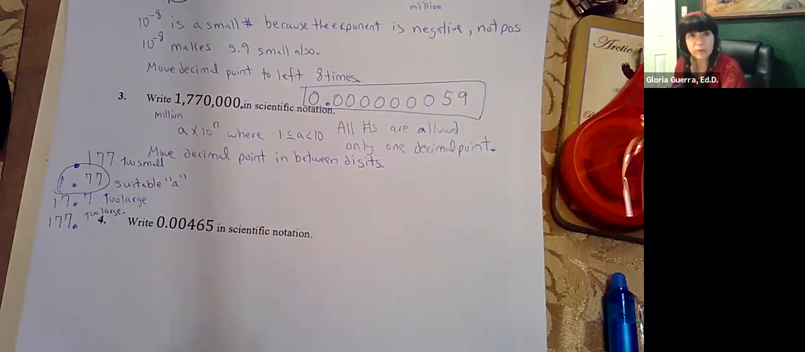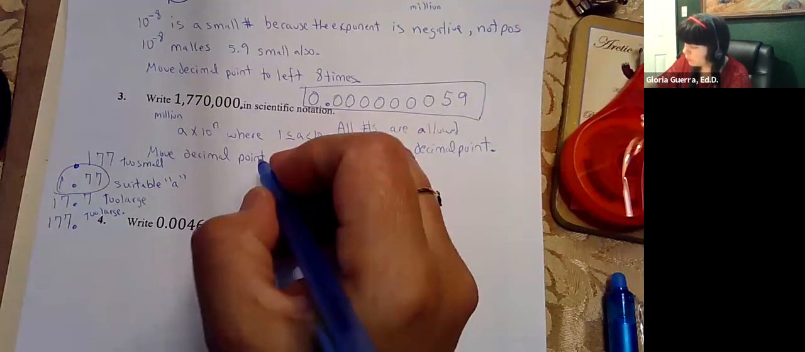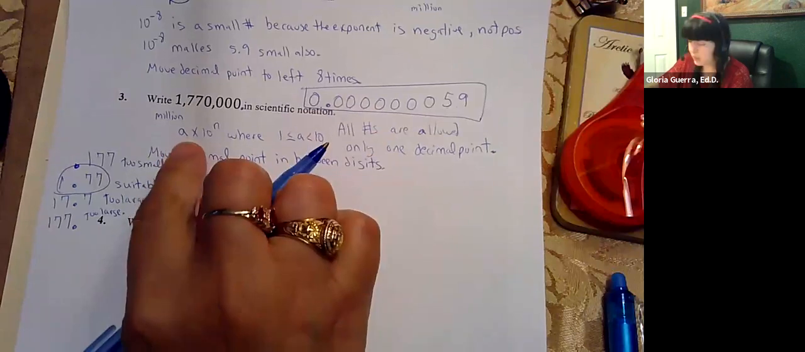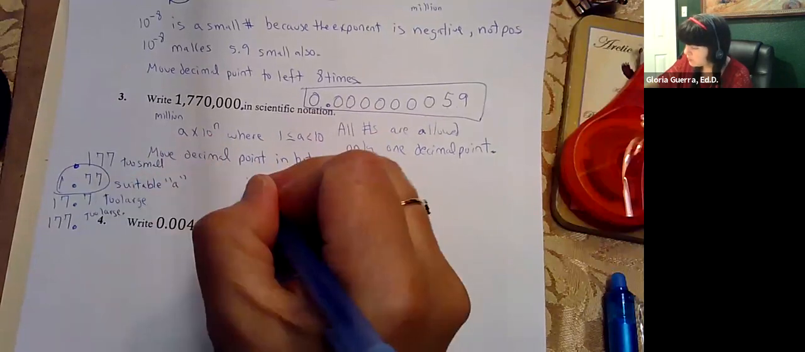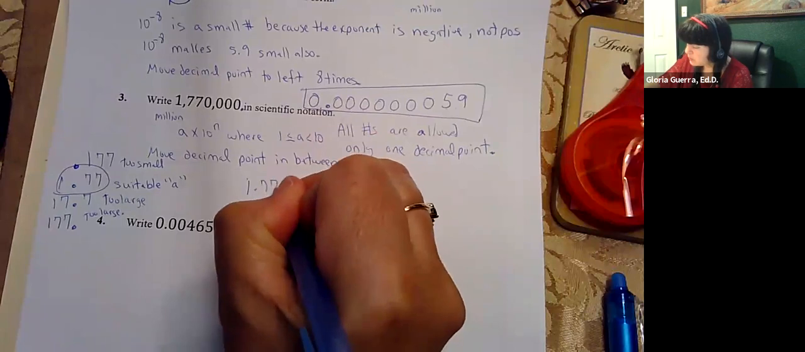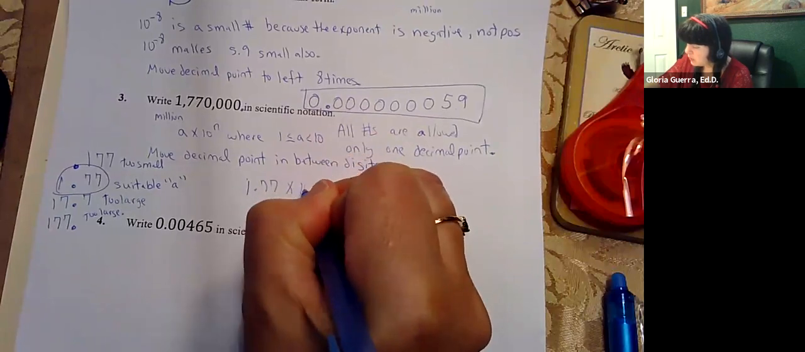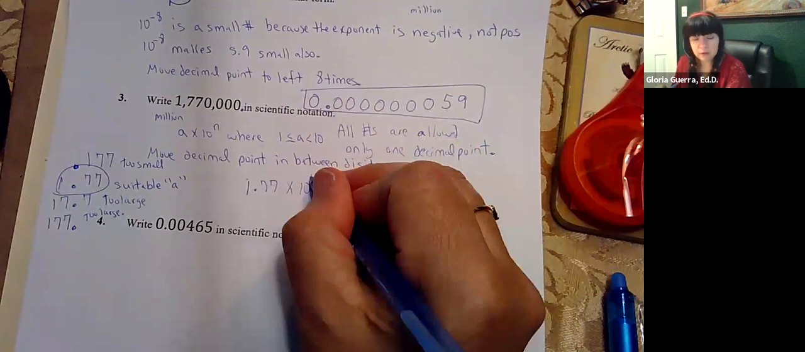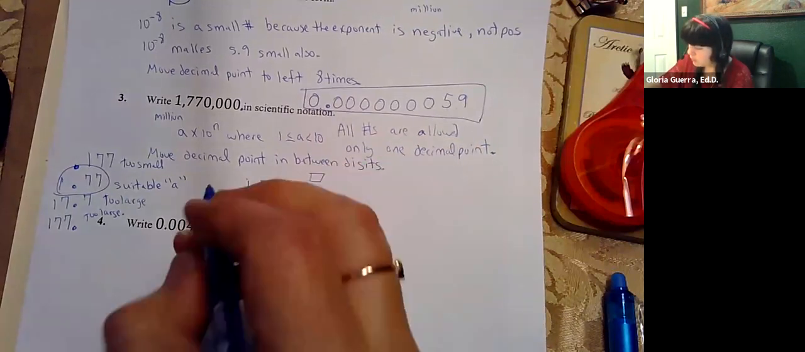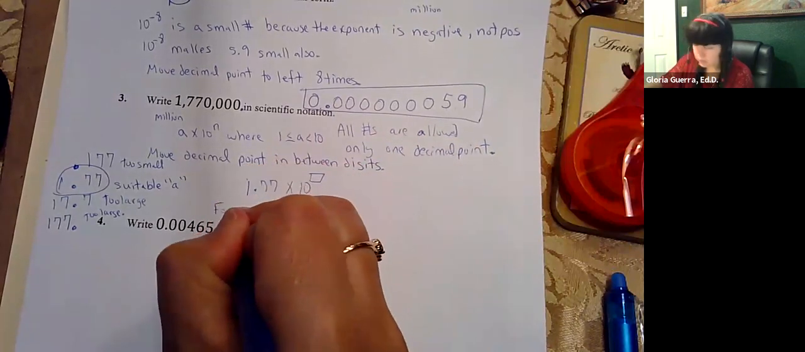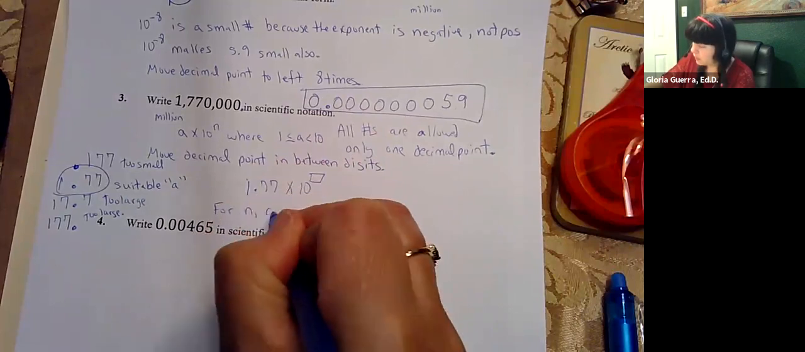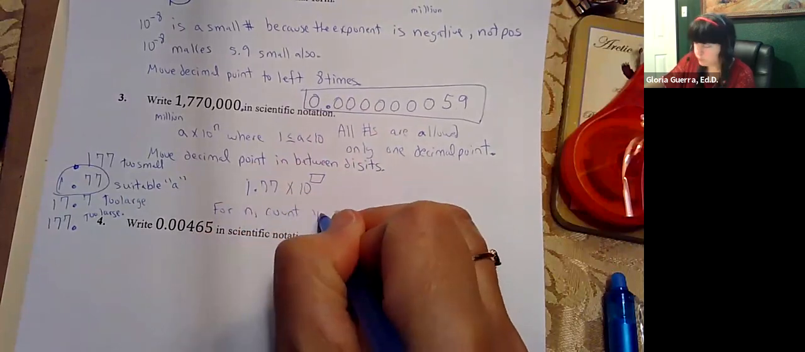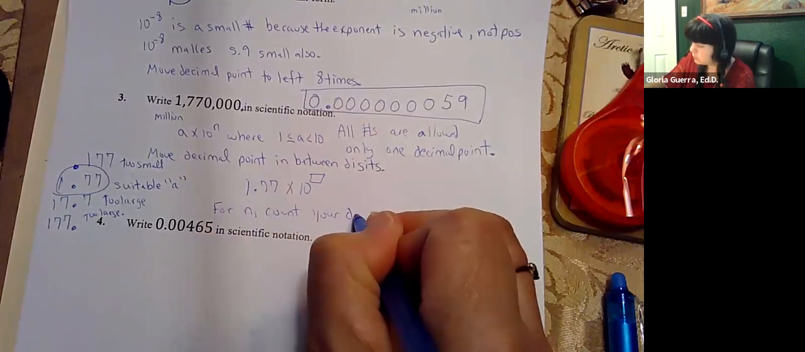Okay. All right. So we're going to go with the 1.77. All right. So if we go with the 1.77, we need this format, and that's our A. So you have 1.77 times 10, and we need to figure out what this is. Okay. So what you want to do is, for the N, you definitely want to count your decimal moves.